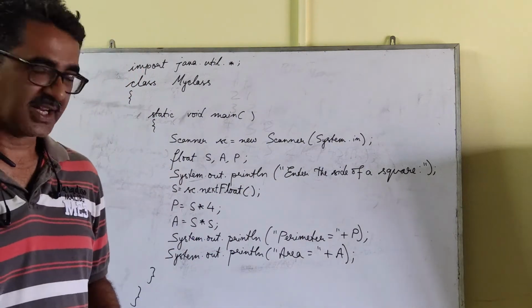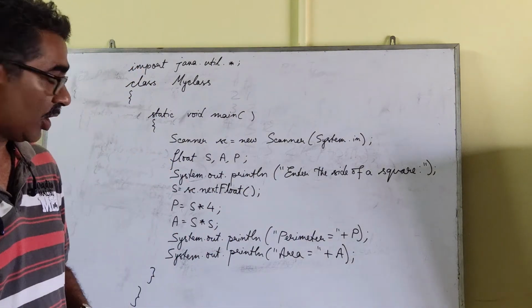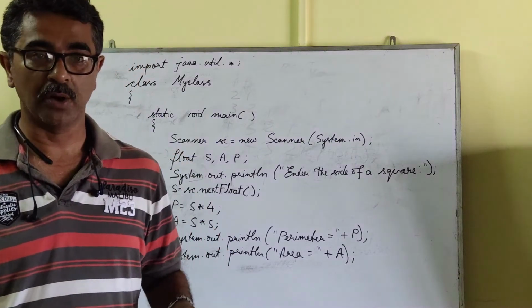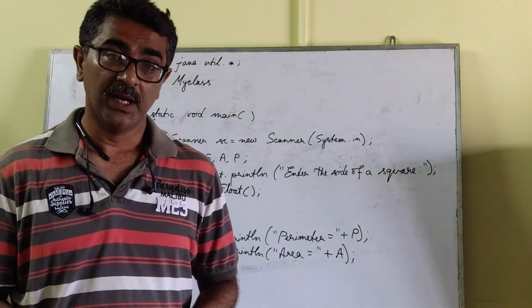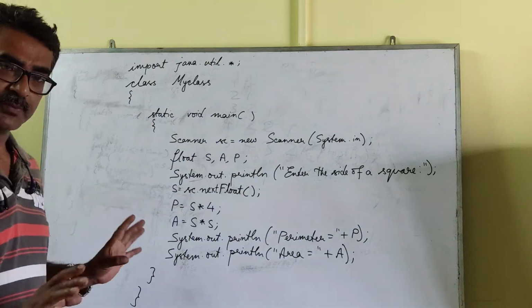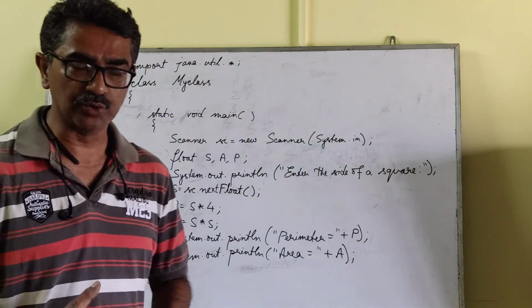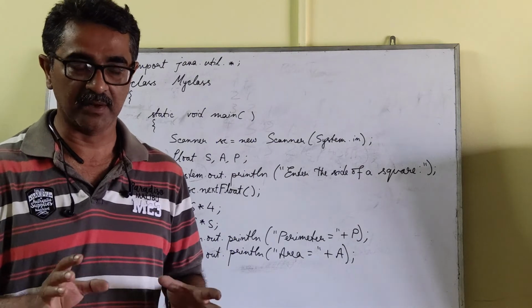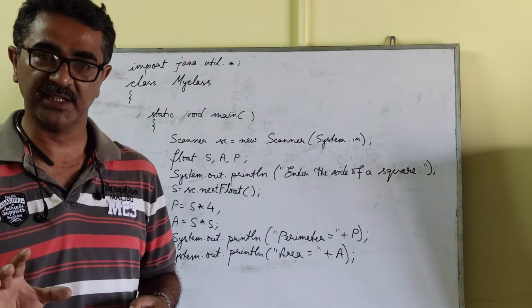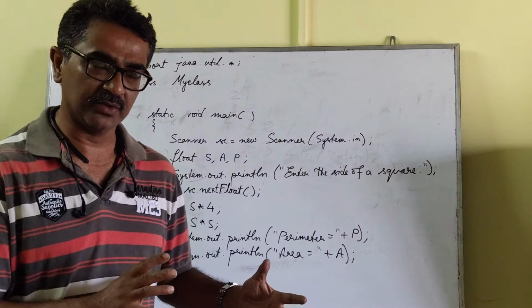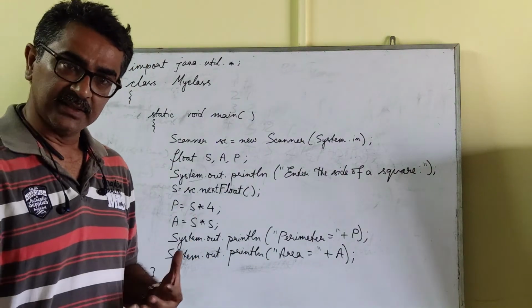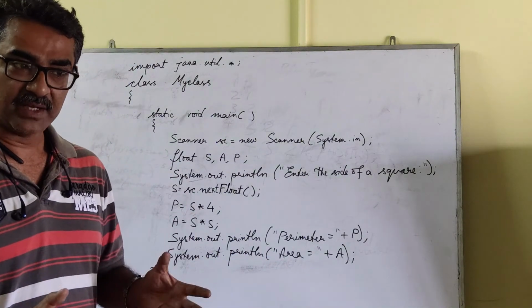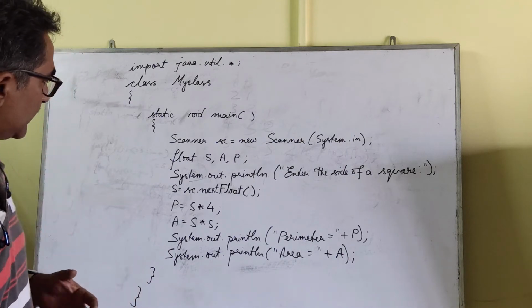Good day friends, we'll continue with our discussion on variables and simple arithmetic operator usage. I have selected a very simple program where we are going to learn how to enter the side of a square and find its area and perimeter. That's the very basic question that I have selected, and here we are going to find the perimeter and area of a square whose side is given by the user.